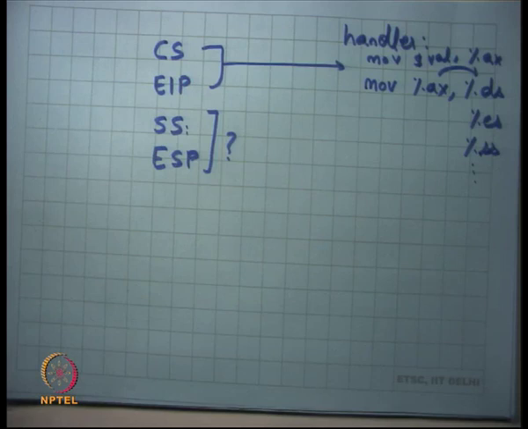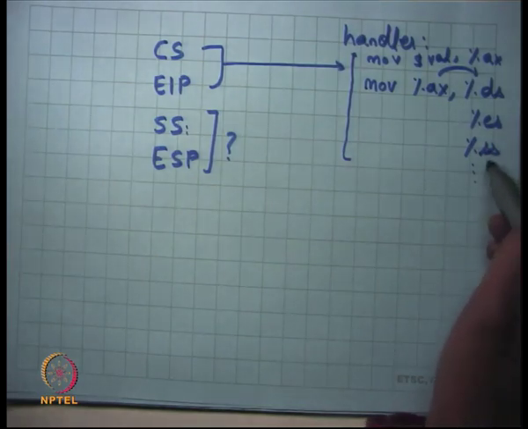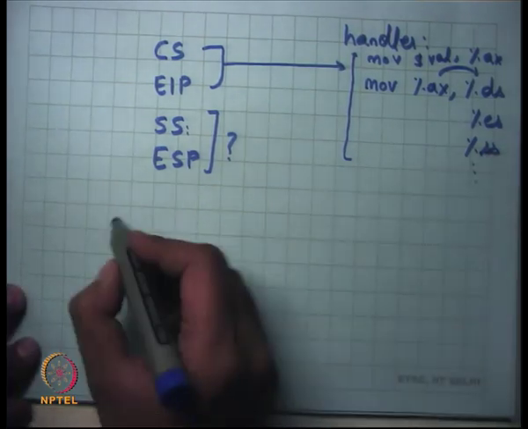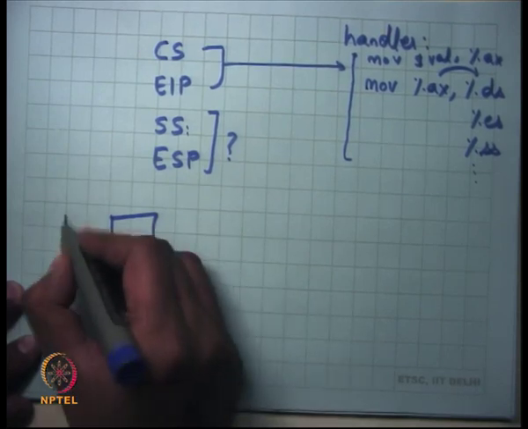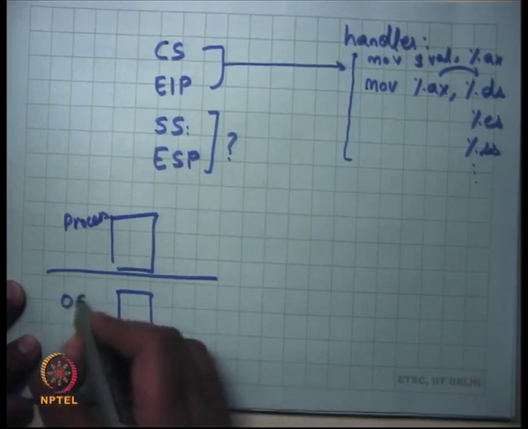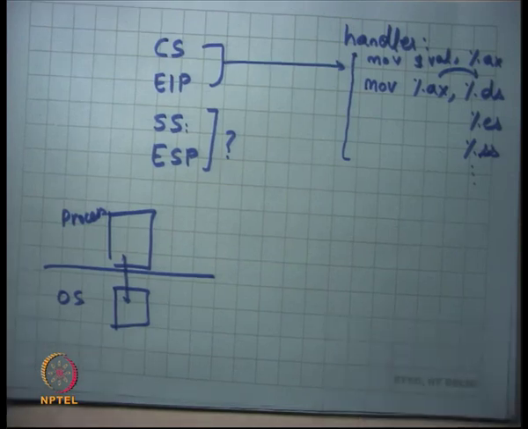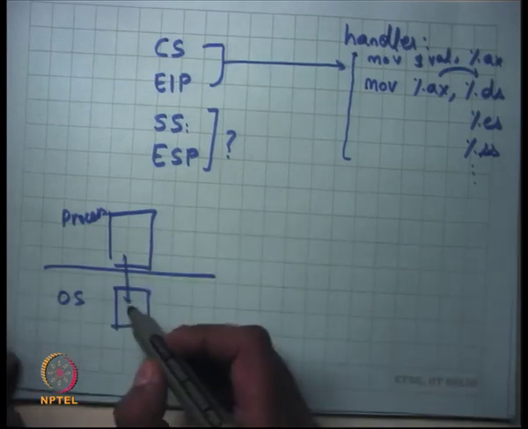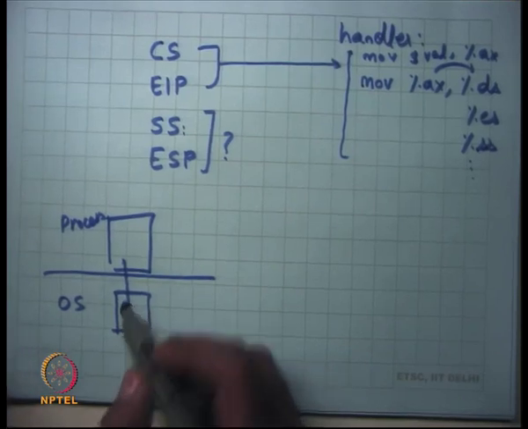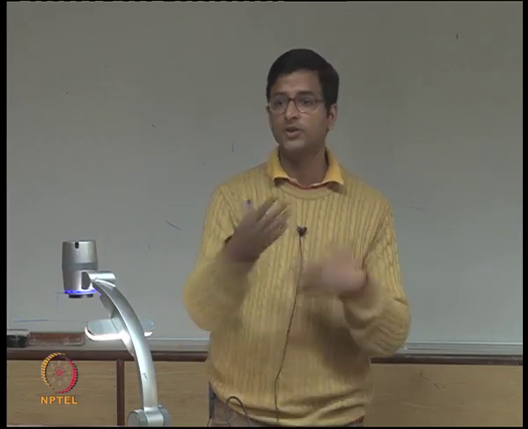But there's a chicken and egg problem here. Let's say I am a process, and here's the OS, and some interrupt occurred. Software interrupt, hardware interrupt, doesn't matter, and the OS gets to run. The OS, before it starts running the first instruction, needs to save some context of where it was when it was interrupted, because when it returns, it needs to restore that context.